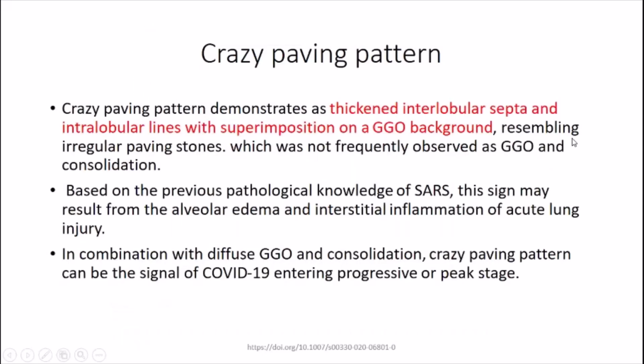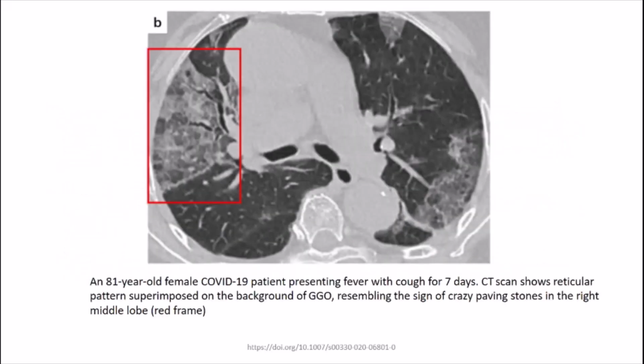Okay. The next pattern is the crazy paving pattern, which is thickened interlobular septa and intralobular lines, superimposed on a background of ground glass opacities, resembling paving stones. It was not as frequently observed as ground glass opacities and consolidation, and it may indicate the progressive stage or the peak stage of the disease, in combination, of course, with diffuse ground glass opacity and consolidation.